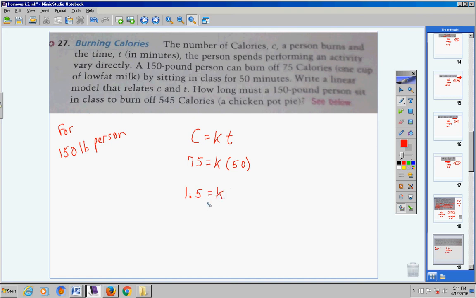Alright, so that's what K equals. Where the K is right here, I'm going to go ahead and put 1.5. There we go, so there's my model. Now, that's my direct variation equation, which is also linear.